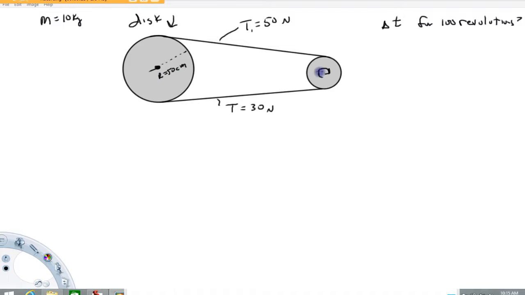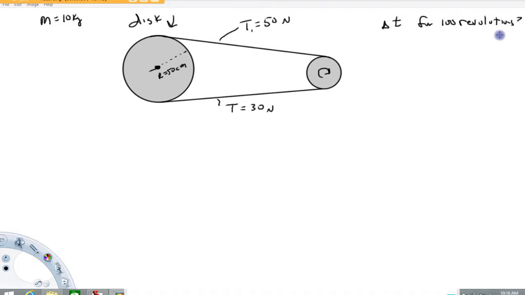It's being driven by a pair of belts, some sort of belt that comes around here, which is being driven by this wheel in some way, shape, or form. Imagine this wheel is being turned in this direction in such a way that we have a tension in this belt of 50 newtons and a tension in this belt of 30 newtons. What we're going to do is try to calculate the delta t, the time it takes for this disc to go around 100 times, 100 revolutions.